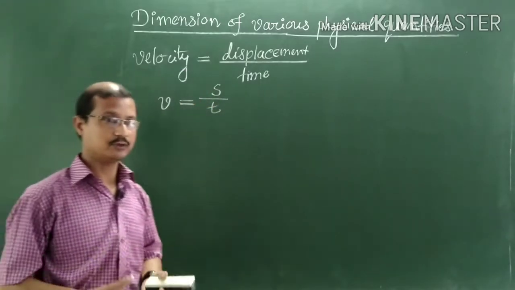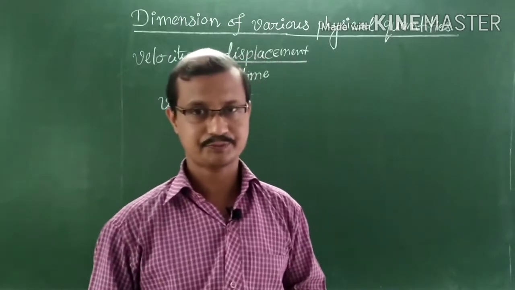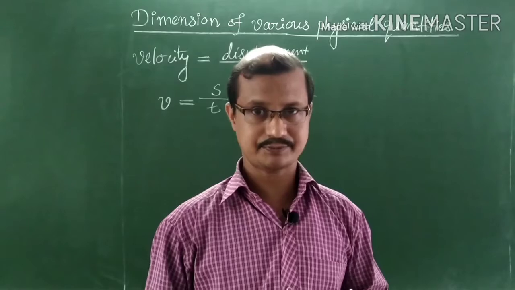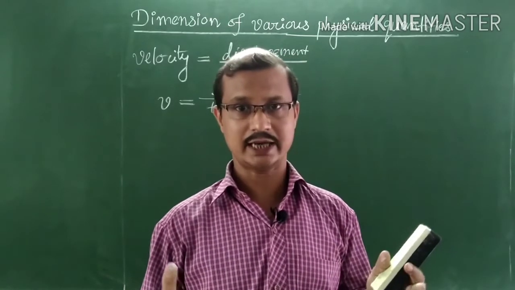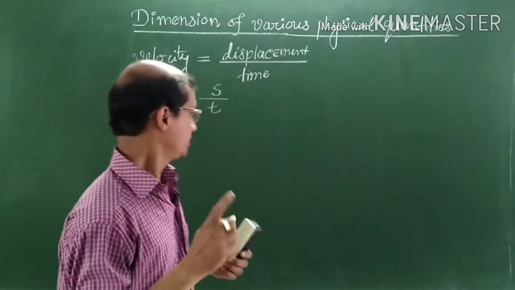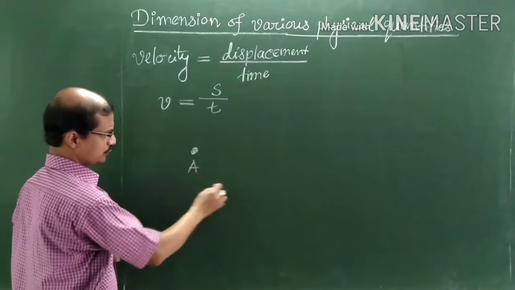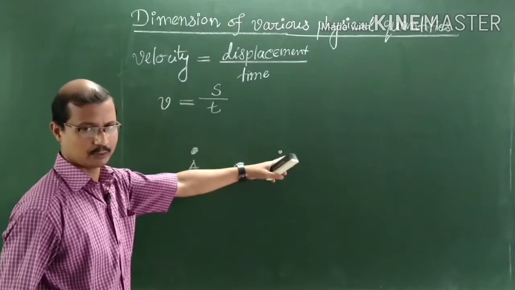We have to know what is displacement. So displacement, as you know, represents the straight line distance between initial position and final position. Suppose a body is moving from position A to B.